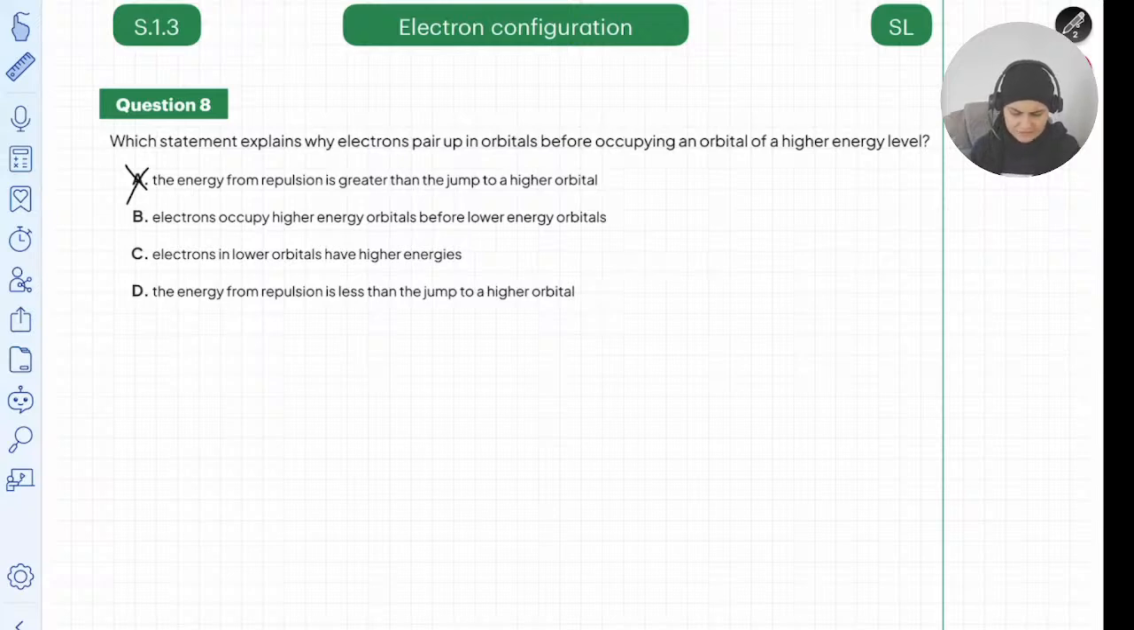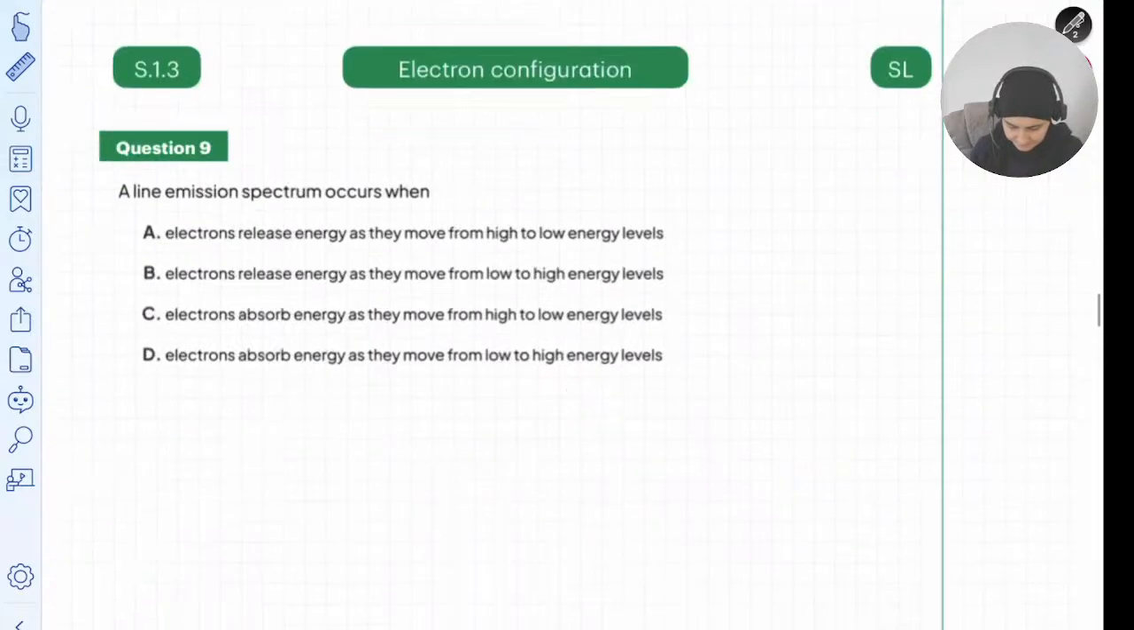B: Electrons occupy higher energy orbitals before lower energy. That's a completely false statement, right? Electrons occupy lower energy before the higher. So not B. C: Electrons in lower orbitals have higher energies. False statement again. In lower orbitals, electrons have lower energies. So must be D, but let's check. The energy from repulsion is less than the jump. So that's why they prefer to pair up rather than jumping to the higher orbital. It's the opposite of A. So that's D. That's the answer.